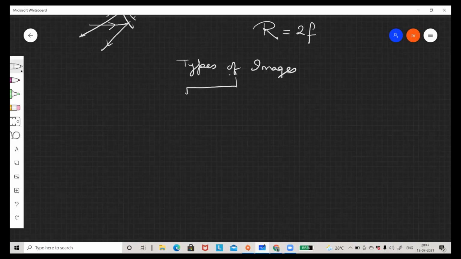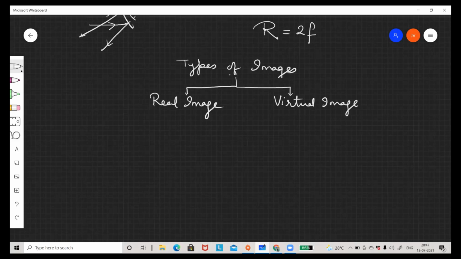Types of images. One is a real image. Another is a virtual image. So what is a real image? Here, it's not that a real image means it's really an image. There is a meaning to that.